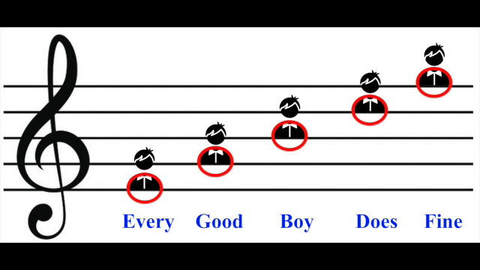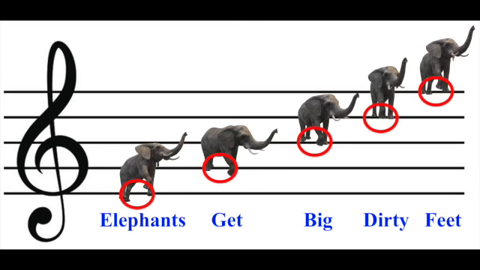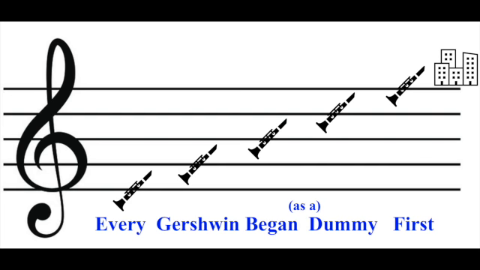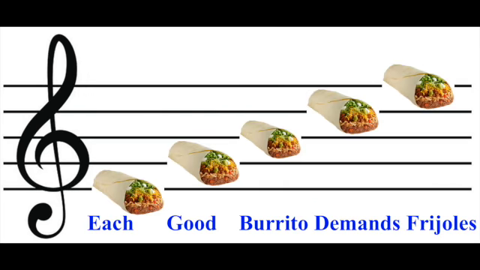If you ever took piano lessons, you might have heard your teacher say, "No, I've got an acronym for you." They might have said, "Every good boy does fine." "Elephants get big dirty feet." "Every Gershwin begins as a dummy first." Or they might have made up one, like "Each good burrito demands frijoles."